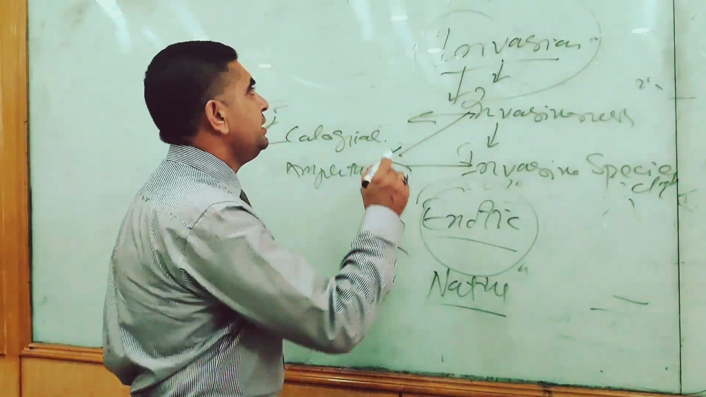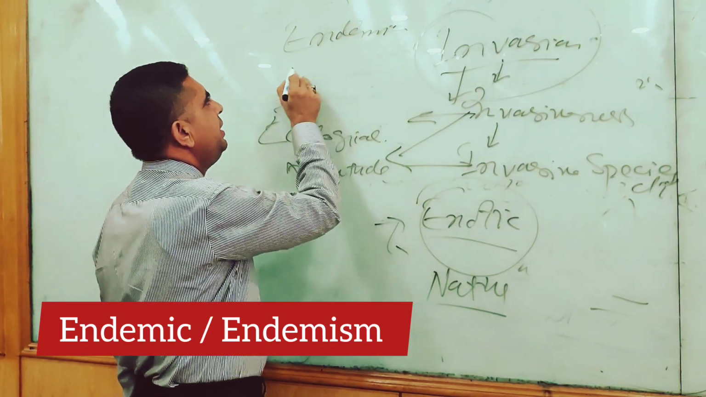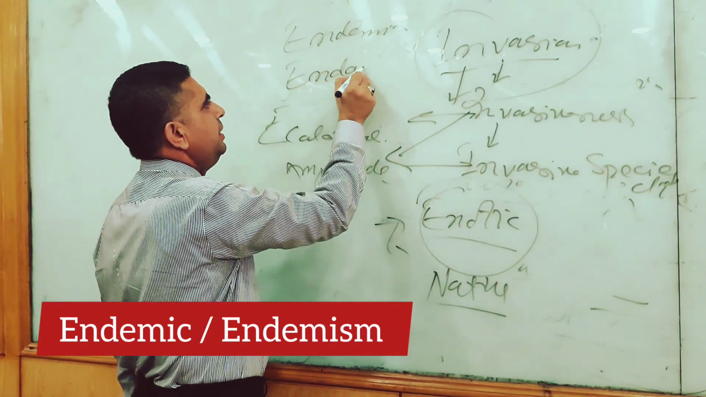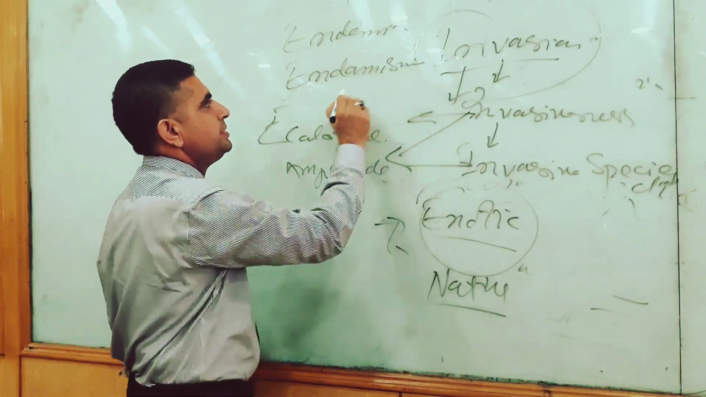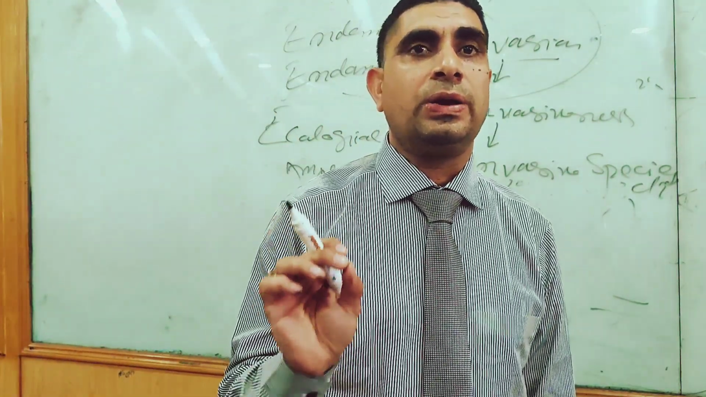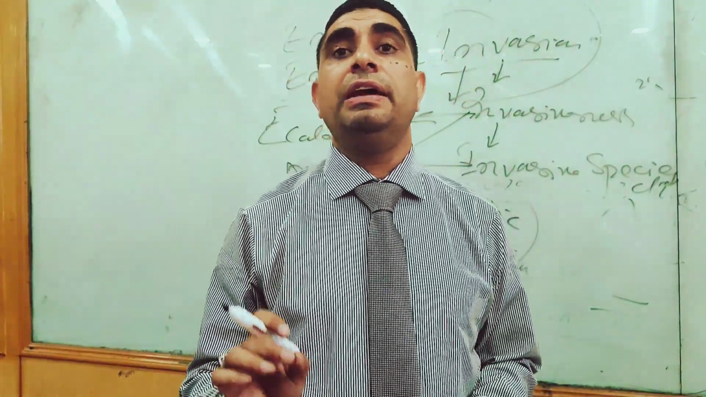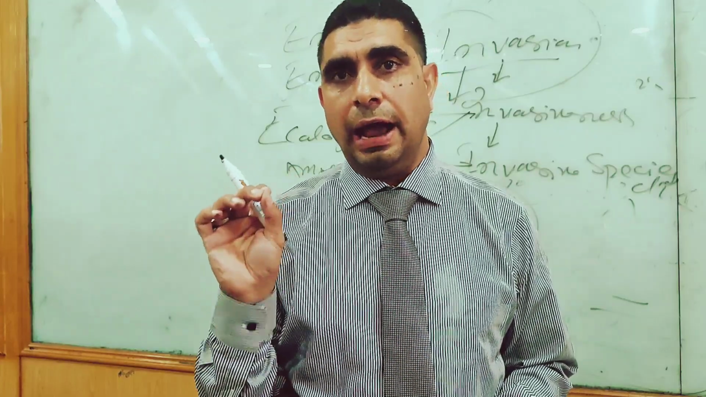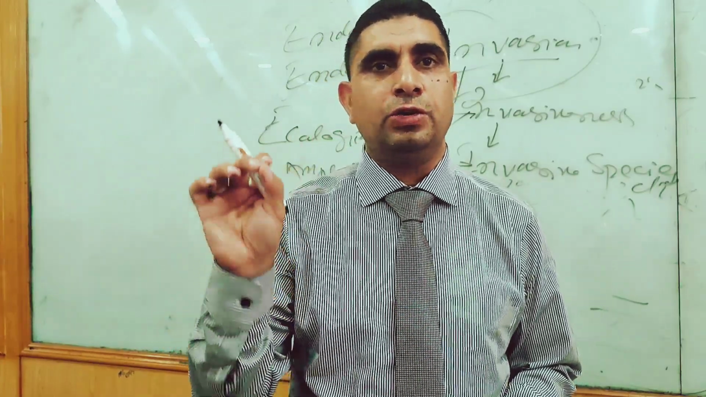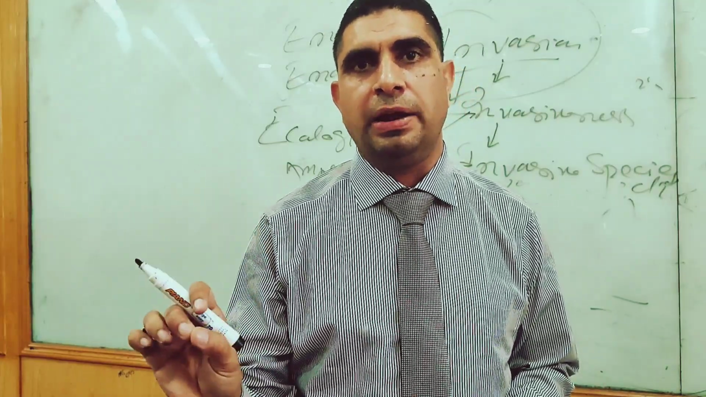And we also use another term that is called endemic, or endemism. Endemics are those species which have a narrow ecological amplitude. They do not have a wider ecological amplitude. They have a narrow ecological amplitude, and they are restricted to a particular habitat.